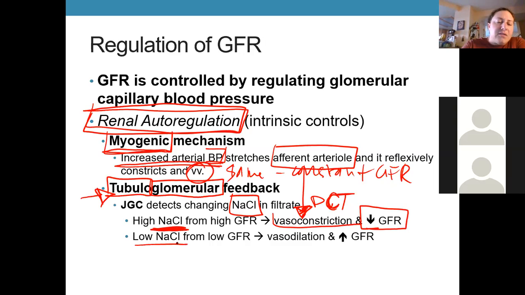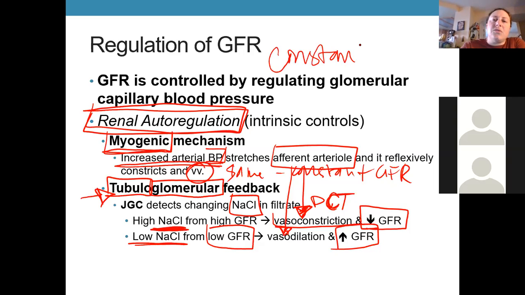If the tubule has not enough sodium in its contents, then that is probably because there's a low GFR, and that would mean we're not making enough urine. And so that'll cause vasodilation, increase the blood flow, and that'll increase the GFR so that we're back to making the right amount. Okay, so these are two ways that the nephron is regulating itself to try to maintain a constant GFR. That's usually the goal.